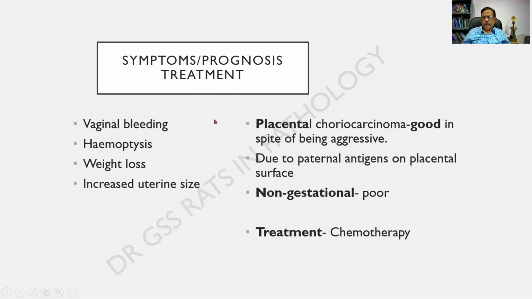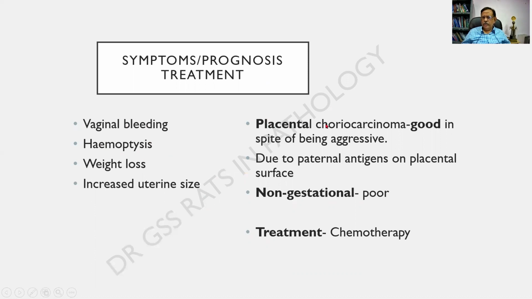What are the symptoms of a choriocarcinoma? Again, vaginal bleeding. There can be hemoptysis surprisingly, probably because the lung is being involved. Weight loss, increase in the uterine size. And there are two types of this choriocarcinoma, I said. It can be placental, it can be non-gestational.